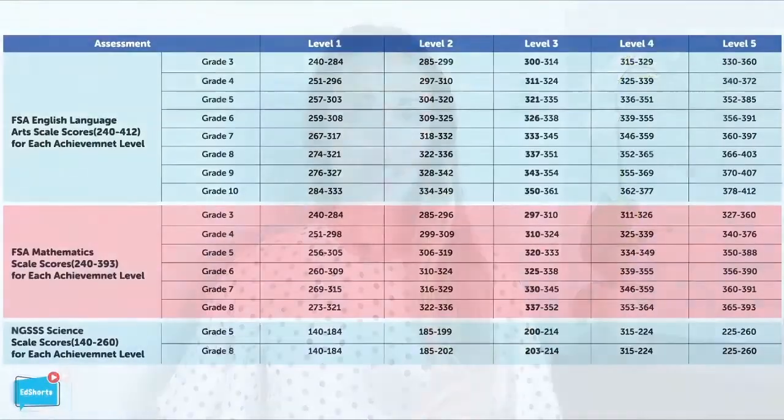FSA test reports map student performance to 5 levels. Level 1 is inadequate. Students in this group have a high requirement of substantial support to move forward into the next grade. Level 2 is below satisfactory. Students here also need substantial support to move to the next grade.